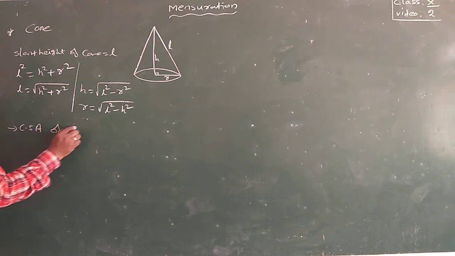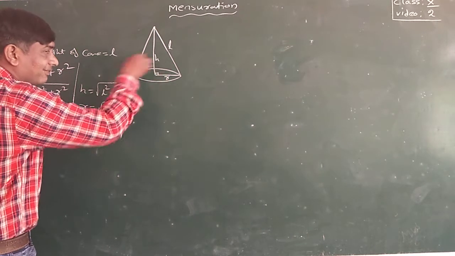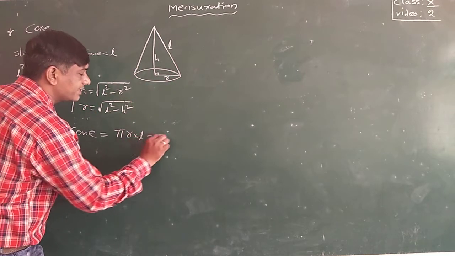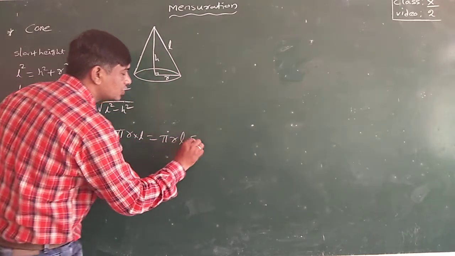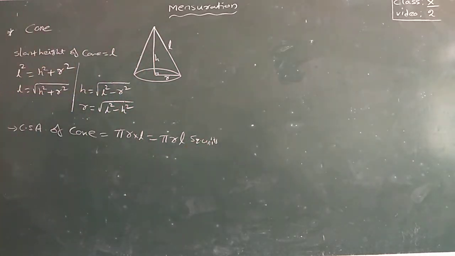CSA of cone is equal to semi perimeter, only one circumference, half into 2 pi r, into L, that is equal to pi r L square units. Pi r into L, pi r L.